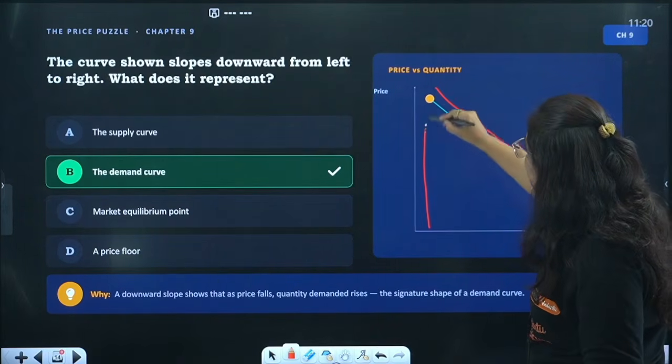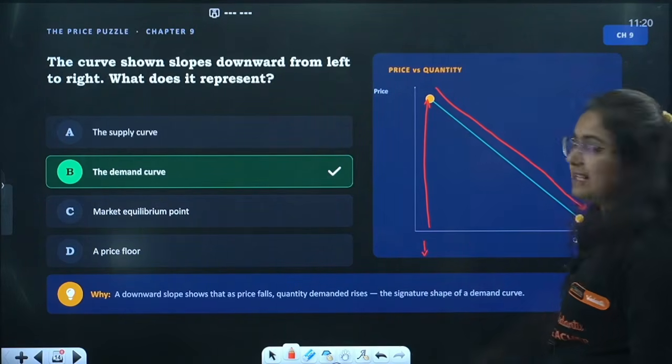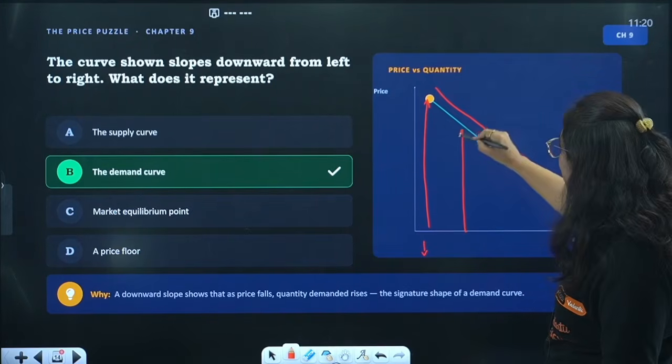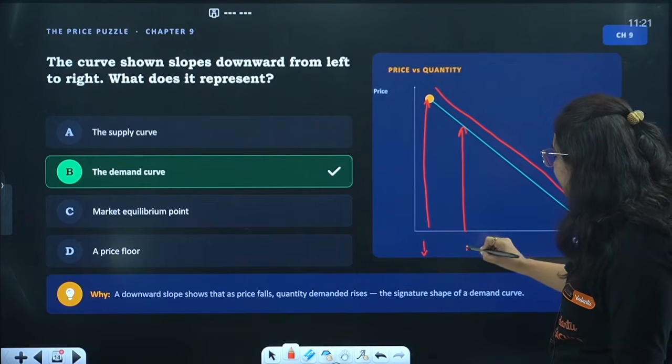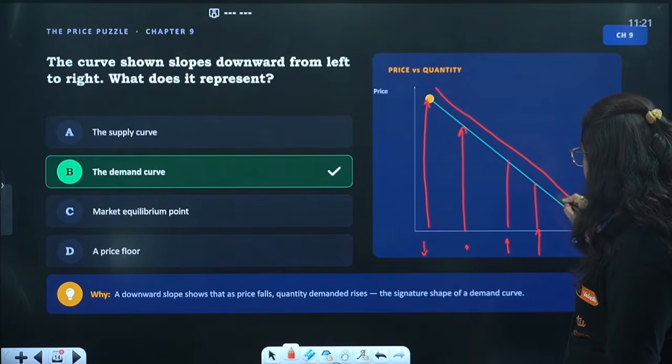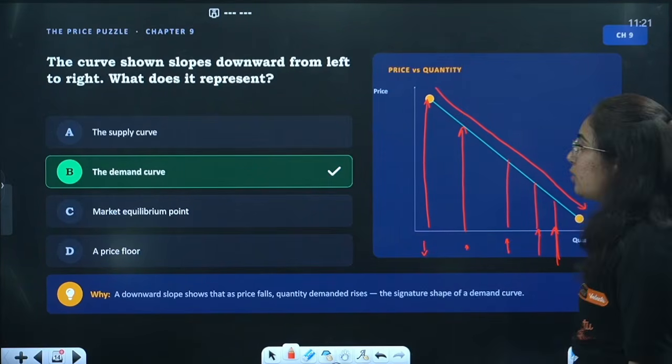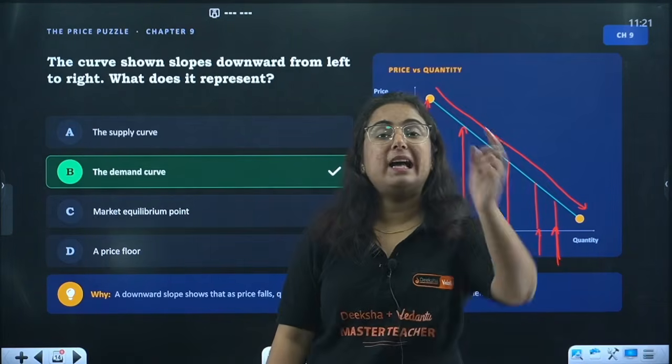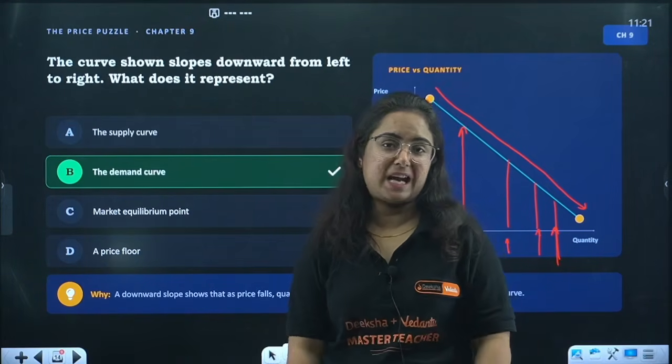When the prices are high, the quantity is less. As price reduces, the quantity increases a little bit, and as price reduces more, the quantity increases more. So what does it show? It shows the inverse relationship between price and demand.